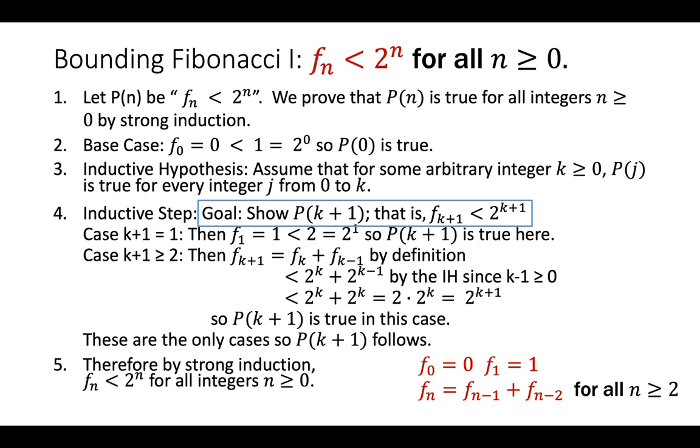We can simplify them. That is 2 to the k+1, that is the same as this. These two are the same, and these two are the same, and the inequality is true. So P(k+1) is true in this case. We found the upper bound of Fibonacci by strong induction.